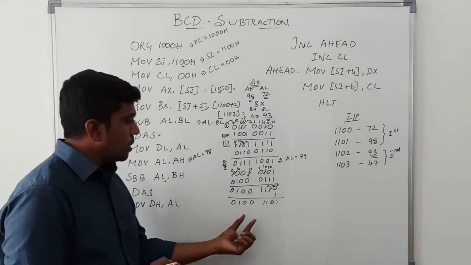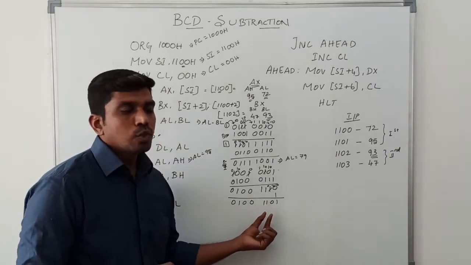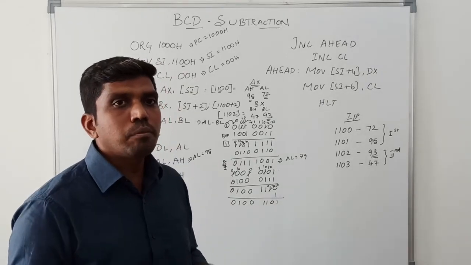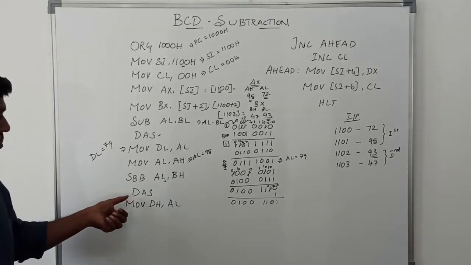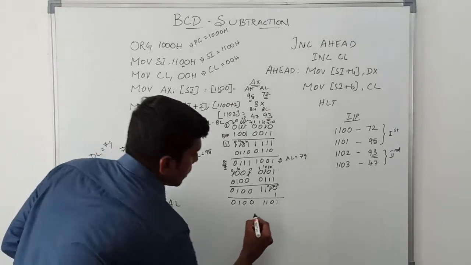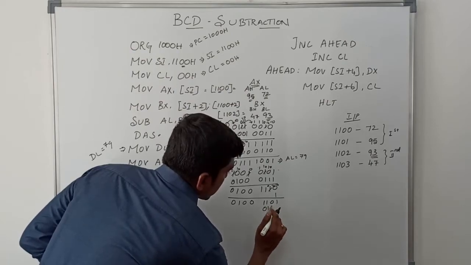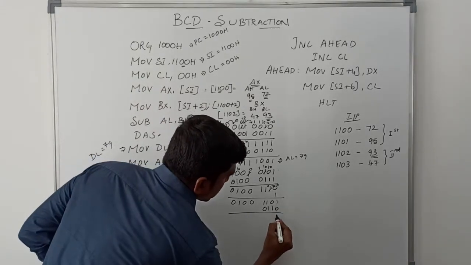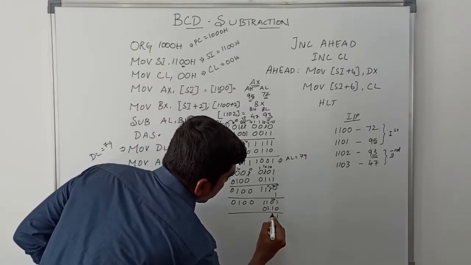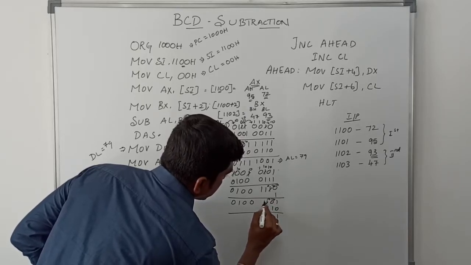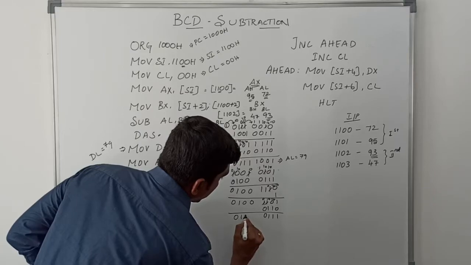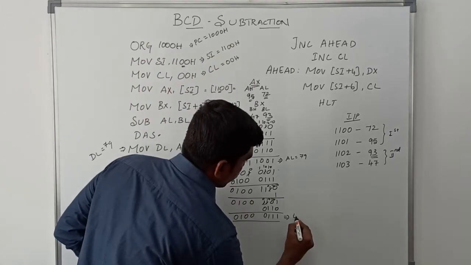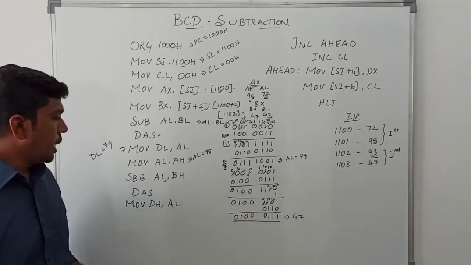The result is 01001101. Here the lower nibble is greater than 9, which means this result is an invalid BCD number. If the result is an invalid BCD number, you apply the DAS instruction. Here you subtract 6 on the lower nibble side. So 1, 10 minus 1 1. So 10 minus 1 1. This value goes to 0 0 1 0 0. So after applying the DAS instruction, you get the result 47. This result is stored in the AL register.